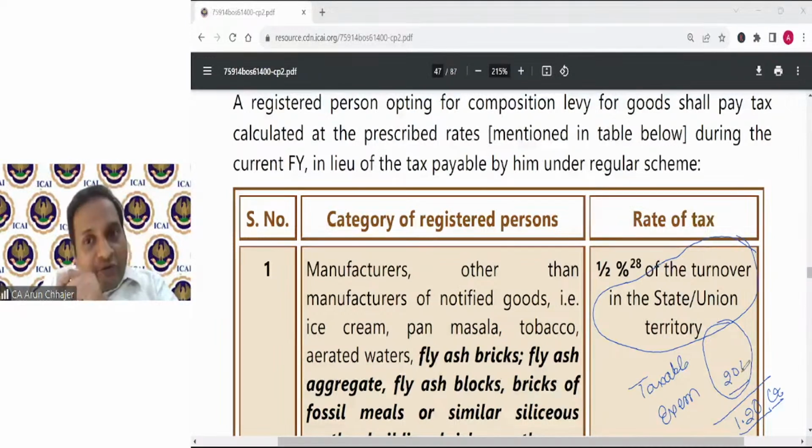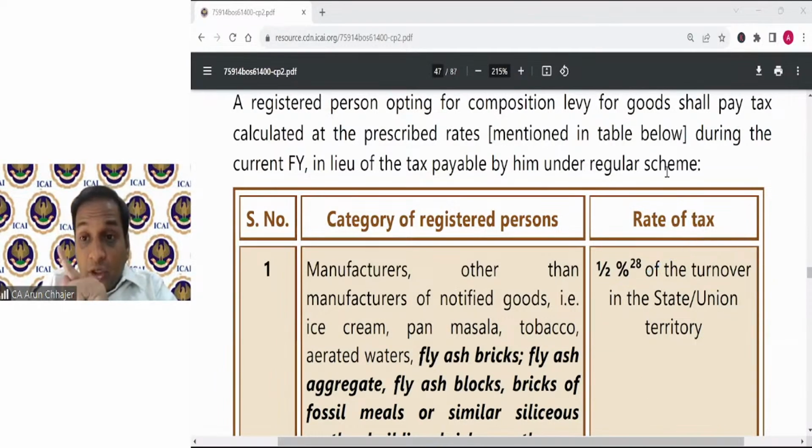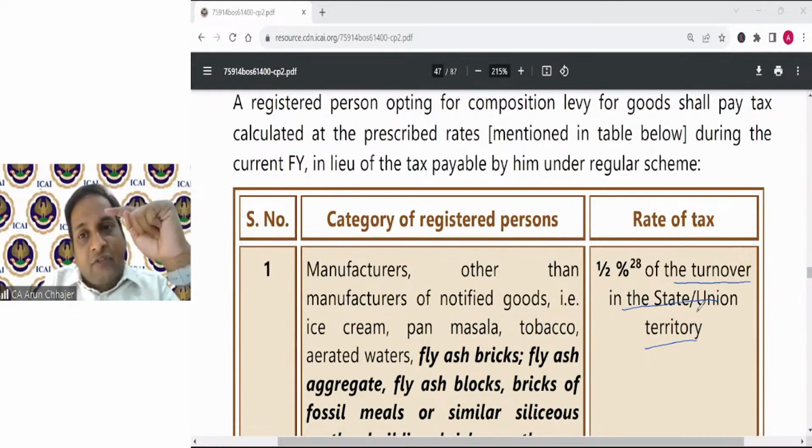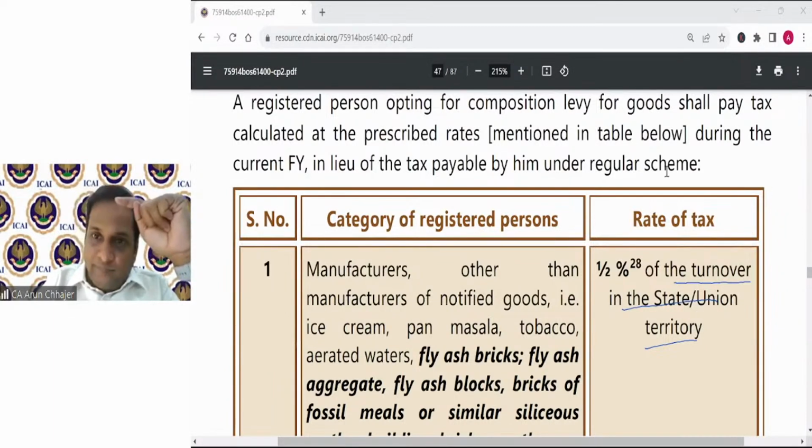Similarly, if you are a restaurant and you are having the same turnover, then you have to pay the tax on the exempted supply as well, because what is the word being used? Turnover in the state or UT. And as per the definition, turnover in the state or UT includes exempted as well as taxable, both.